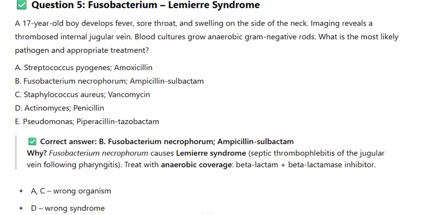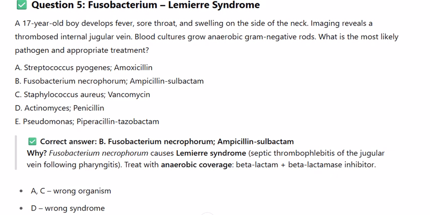A. Streptococcus pyogenes, amoxicillin. B. Fusobacterium necrophorum, ampicillin-sulbactam. C. Staphylococcus aureus, vancomycin. D. Actinomyces, penicillin. E. Pseudomonas, piperacillin-tazobactam. Correct answer, B. Fusobacterium necrophorum, ampicillin-sulbactam.